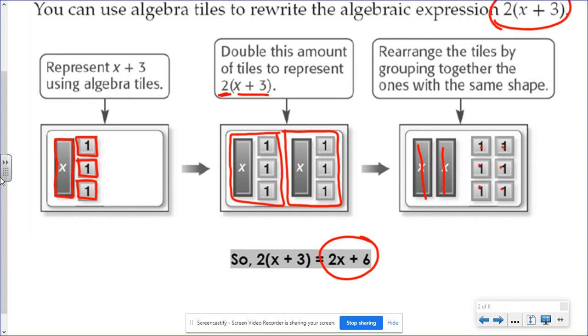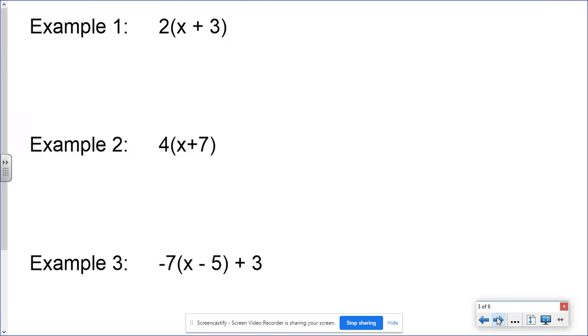This is how we look at it algebraically, without having to take out tiles every time we want to do this kind of math. This is saying I'm going to have 2 of those x's, and 2 times x is just 2x, and then 2 of those 3's. So 2 times 3 is just 6. Which is exactly the same as the first problem right here.